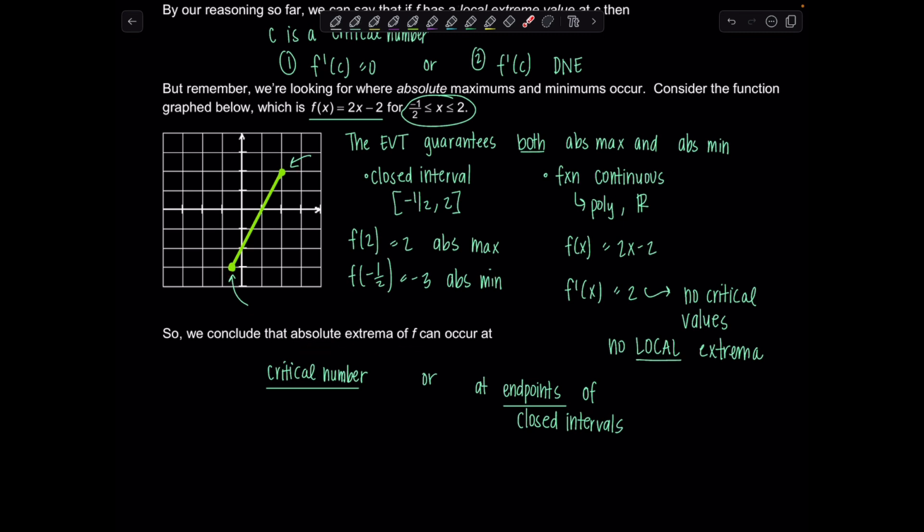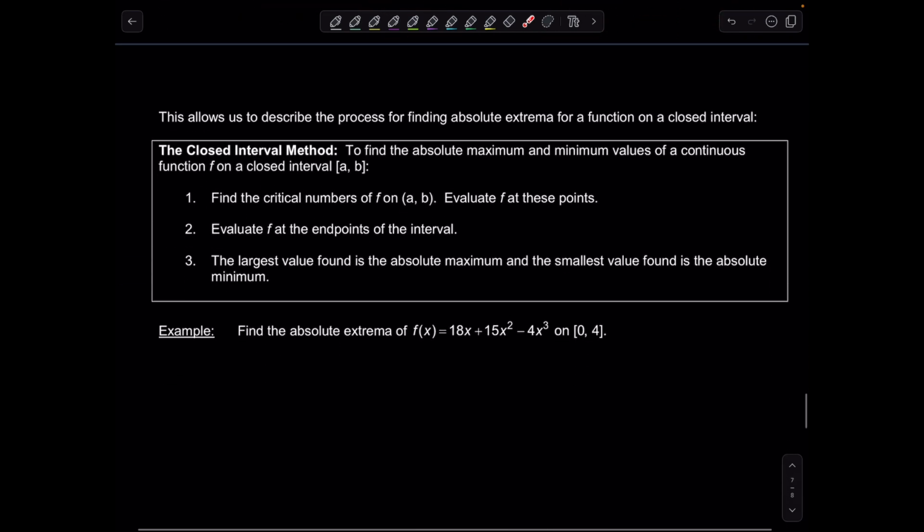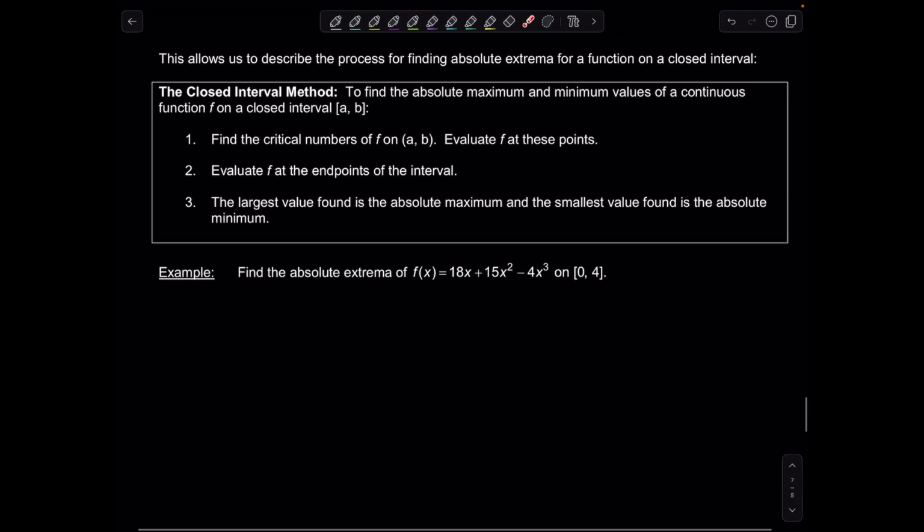Local extrema cannot be at endpoints. They have to have a neighborhood or an open interval around them. Absolute endpoints, okay. Local endpoints, no. Absolute extrema can be at critical numbers or at the endpoints. Okay? So now we have a process to follow to find absolute extrema for a function on a closed interval.